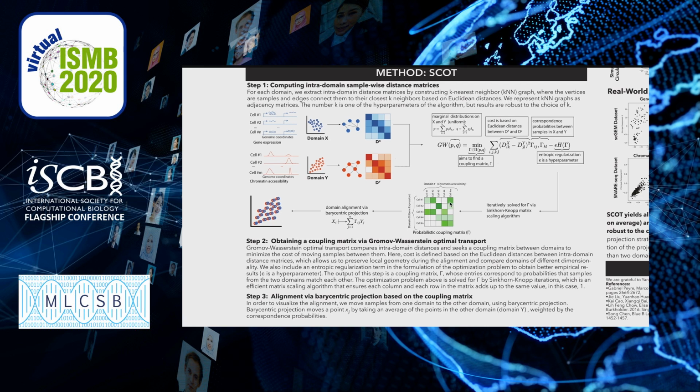While this coupling matrix might be sufficient depending on the application of the alignment, we transport samples from one domain to the other using barycentric projection. This projects data points from one domain based on the weighted average of the data points in the other domain, scaled by the correspondence probabilities.